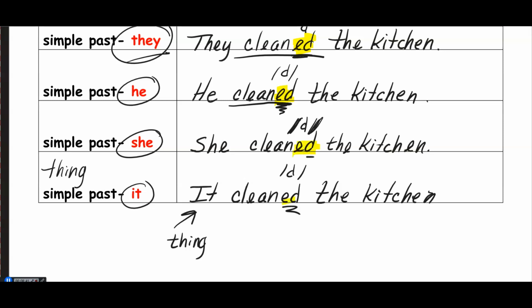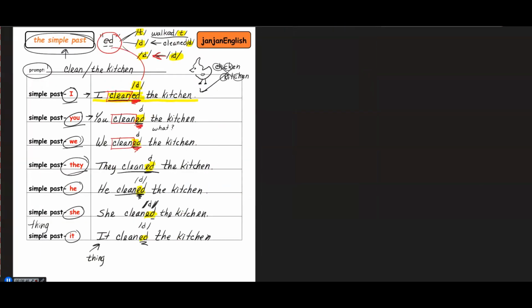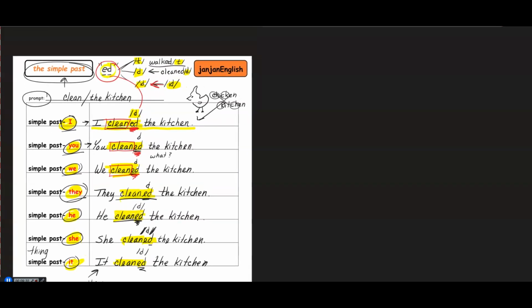So what do you need to remember? Let's look at it from the big page. All people. I, you, we, they, he, she, it. All people use the same form of the verb. It does not change for a different person. I cleaned the kitchen. You cleaned the kitchen. We cleaned the kitchen. They cleaned the kitchen. He cleaned the kitchen. She cleaned the kitchen. It cleaned the kitchen. So, past tense, ed with a sound d. And remember, the other sounds are t or id.